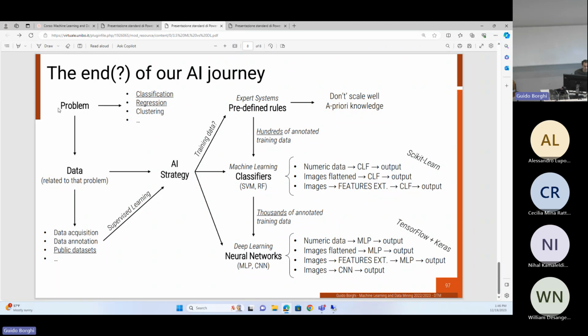To solve a classification problem or a regression problem, we need data that of course are related to the problem that we want to solve. To get data, we have, for example, the data acquisition procedure and the data annotation, which is very important, since remember that if we are in the supervised learning setting, we need to not only acquire data, but also annotate data. That is one of the most problematic, expensive, time-consuming parts of the data acquisition procedure.